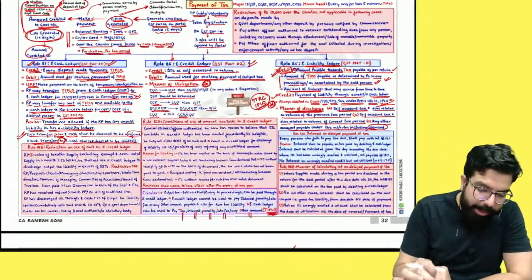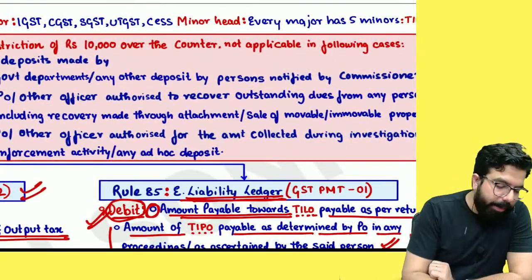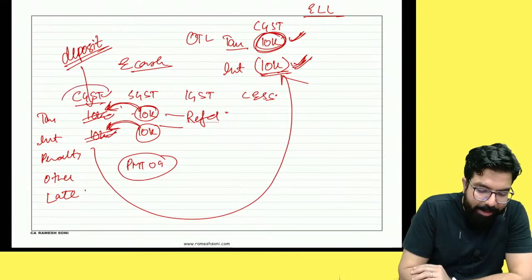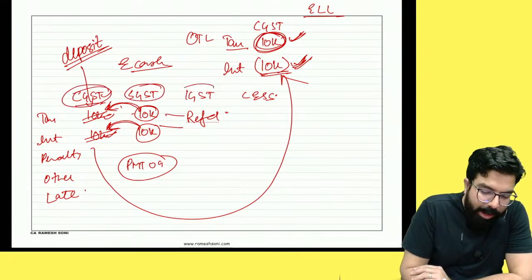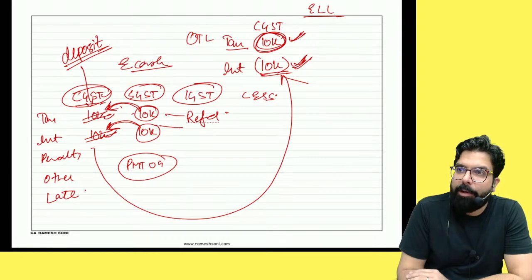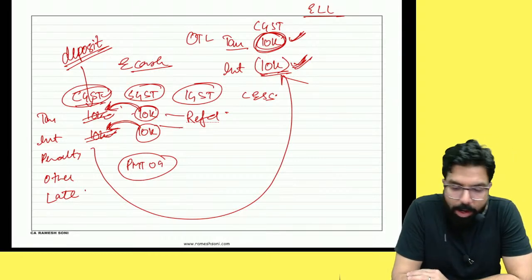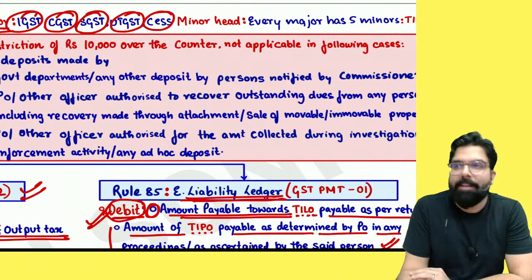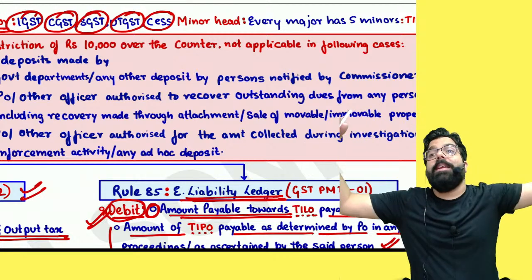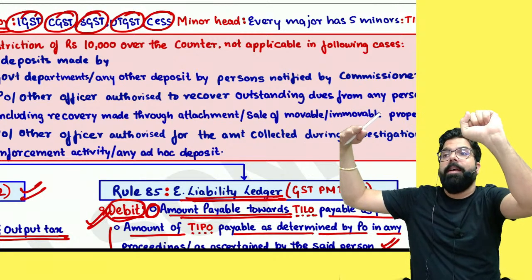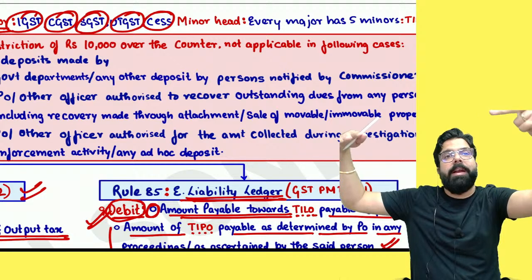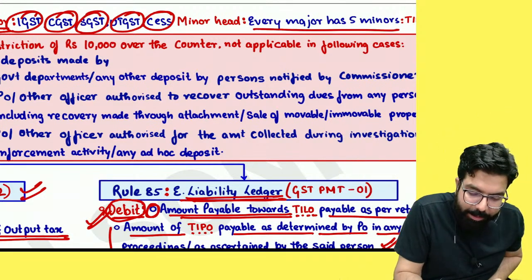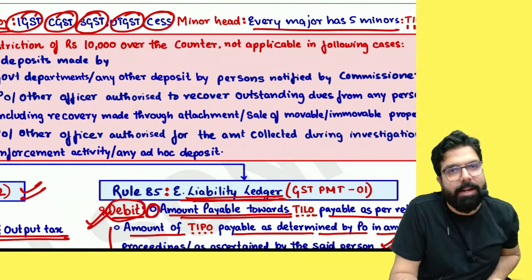The next one over here is right side. Sir, what are the major heads? When you want to make a deposit, you will see major head is CGST, SGST, IGST. Are you guys able to understand this? So they are telling what are the major heads of tax: IGST, CGST, SGST, UTGST and cess. Every major head has how many minors? 5. What are the 5 minors? TIPLO: tax, interest, penalty, late fee or any other amount. So every major head has 5 minor heads, which are tax, interest, penalty, late fee or any other amount.